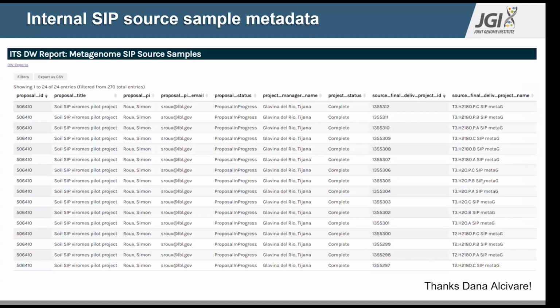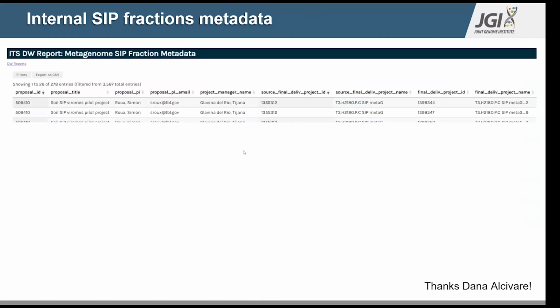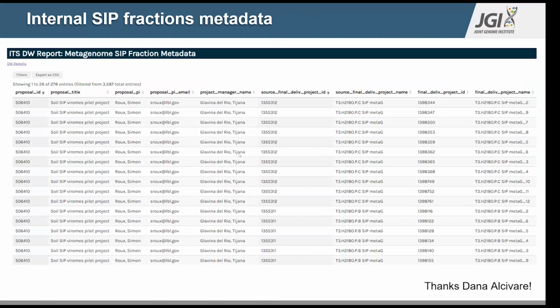And so one of the things that we've set up, thanks to Dana here, he really helped out, is an internal tracking method of source sample metadata. So there's this metagenome SIP source sample data warehouse report where it's searchable and filterable and really enables analysis to be done, as well as a metagenome-SIP fraction metadata warehouse report. And these two have been huge helps for me personally.